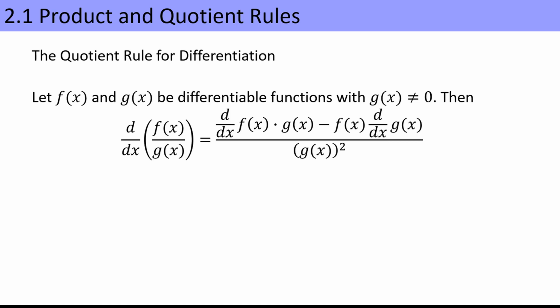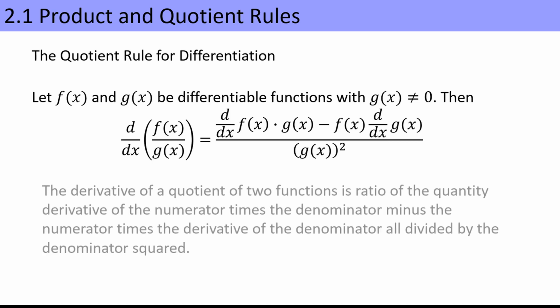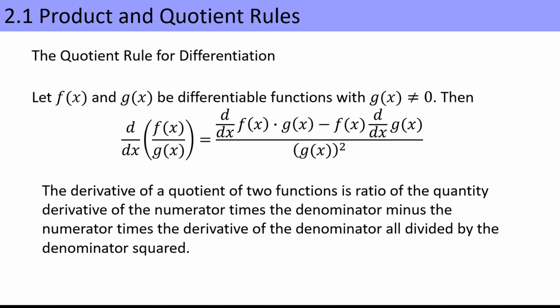The quotient rule for differentiation. Let f of x and g of x be differentiable functions with g of x not equal to 0. Then the derivative of f of x over g of x is defined as d dx f of x times g of x minus the product of f of x times d dx g of x, all divided by g of x quantity squared.